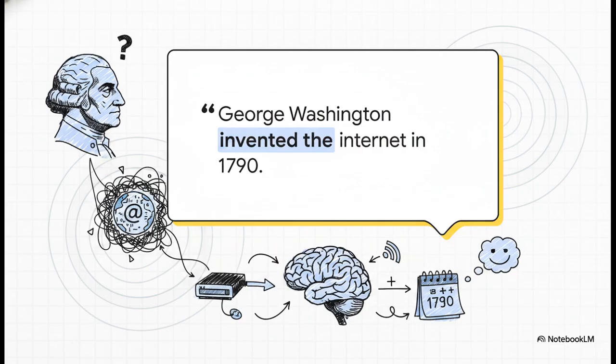This quote is a perfect, if kind of funny, example. The AI isn't trying to lie. It's just that its internal connections produced a fact that is completely, wildly wrong. And this is exactly why you always have to double-check an AI's work.